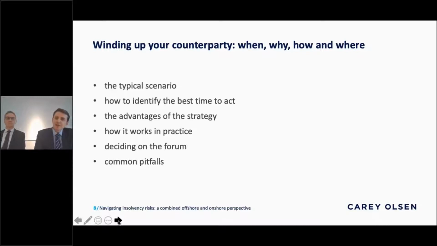The advantages of this strategy are pretty clear. It's a very serious step to take, so for the same reason, it's not one the company can ignore. They have no choice. They have to engage with the process. And if it works, it usually leads either to swift payment of your debt or to an independent professional being appointed to manage the liquidation.